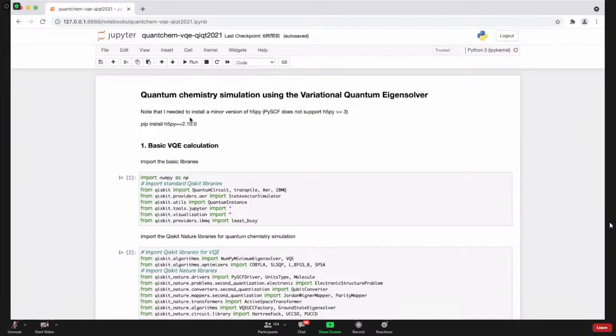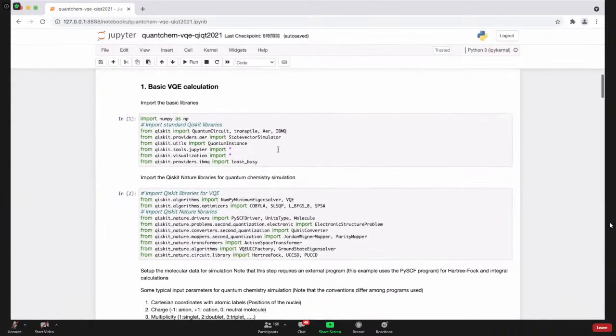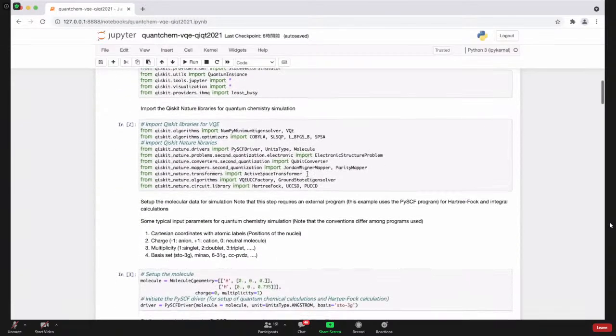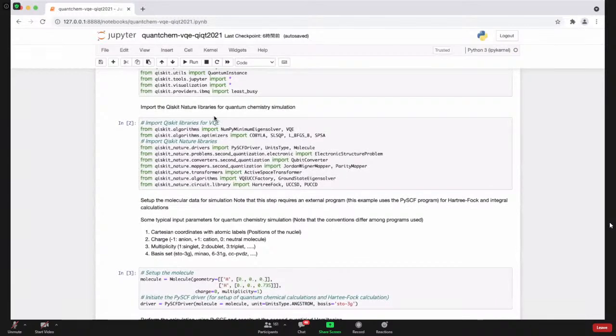However, I faced an issue that I need to lower the version of h5py, which is necessary for PySCF. Currently it's version 3 point something, but I have to lower it to version 2. So that's a heads up. First, I'd like to start from the basic VQE calculation. I import the basic libraries of Qiskit, and then I import libraries related to VQE and Nature libraries like here.